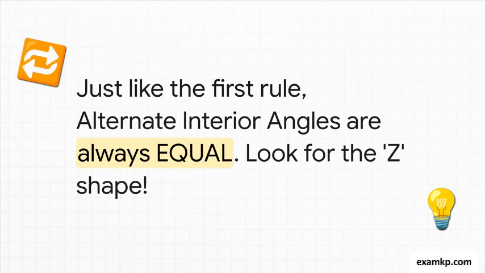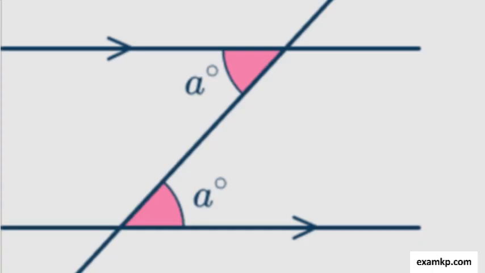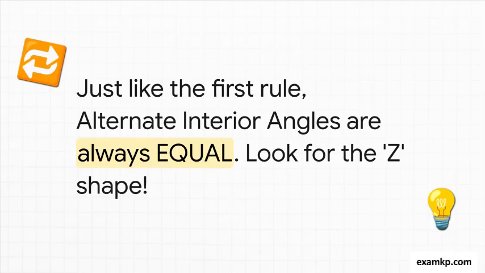Now, this is the one a lot of people remember. Just look for a Z shape. See it? The angles tucked into those sharp corners of the Z, those are your alternate interior angles.